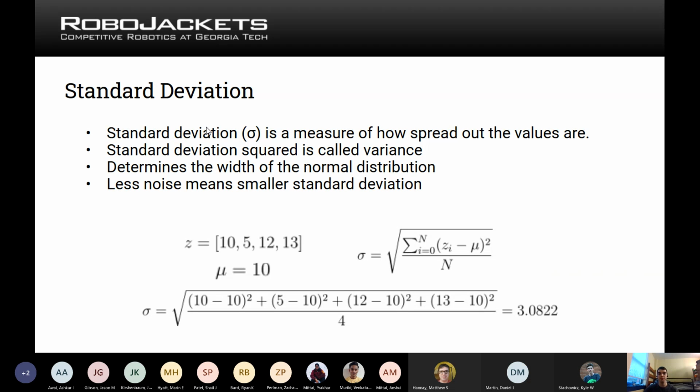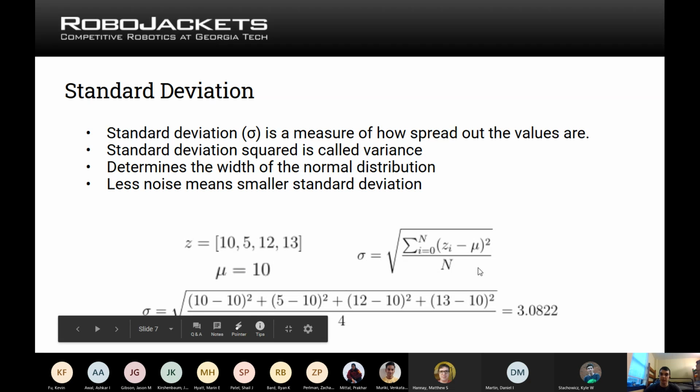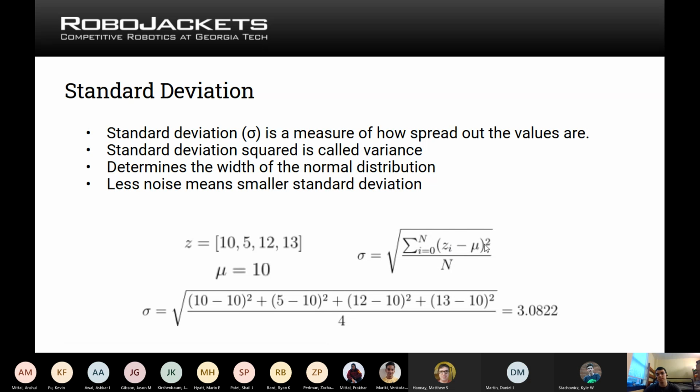I mentioned standard deviation, but in case you've never heard of it, or just need a refresher, the standard deviation is a measure of how spread out the values are, and that's why greater standard deviation resulted in a wider curve. The standard deviation squared is called variance. It determines the width of the normal distribution, and less noise means smaller standard deviation. It's calculated with this formula: the square root of the sum of squared differences between the actual measurements and the mean of the measurements, divided by n.